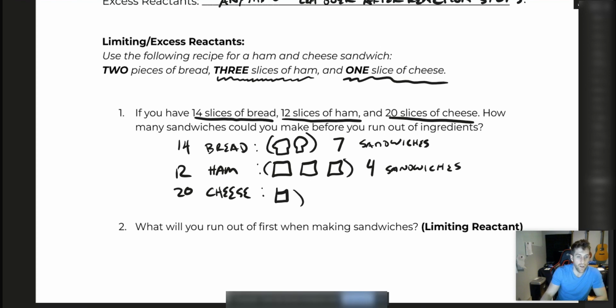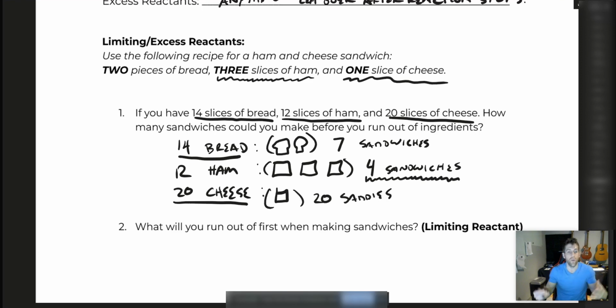So 1 cheese, so we can actually make 20 sandies with only needing 1, and we have 20. Okay, so looking at this, we clearly cannot use all the cheese. We can't use all the bread. Why? Because of this ham. This ham here is totally limiting what we can do with all of our ingredients.